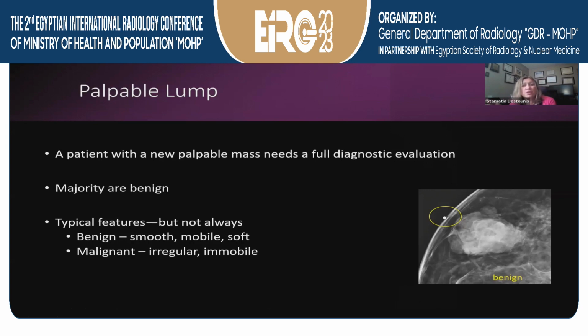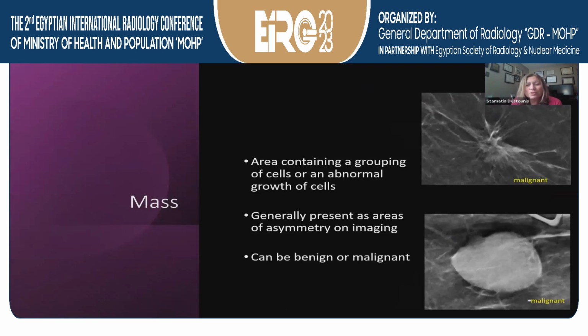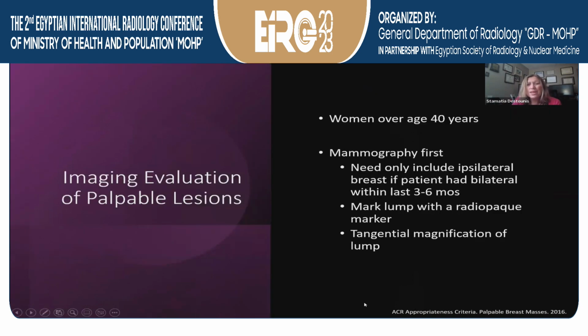Palpable lumps, they need a full diagnostic evaluation. We all know benign lumps may be smooth, mobile, soft, malignant, maybe irregular or immobile. That doesn't always work, right? Because in this case, I'm showing you on the top a spiculated, angry looking area that's cancer, but also the mass on the bottom that's high density and smooth is also cancer. But most of the lumps we're going to work up are benign.